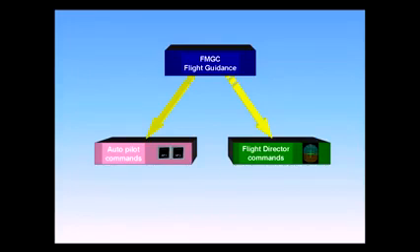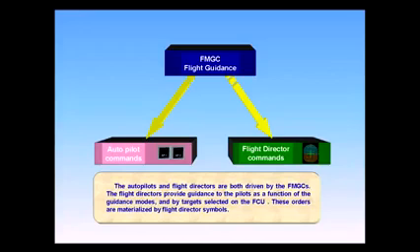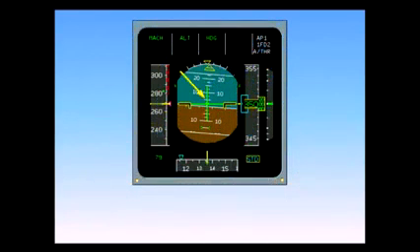The flight directors provide guidance to the pilots as a function of the guidance modes and by targets selected on the FCU. These orders are materialized by flight director symbols. The flight director, or FD, symbols are displayed on either PFD, provided the director is switched on. The symbols on PFD-1 are driven by FMGC-1. Those on PFD-2 are driven by FMGC-2.